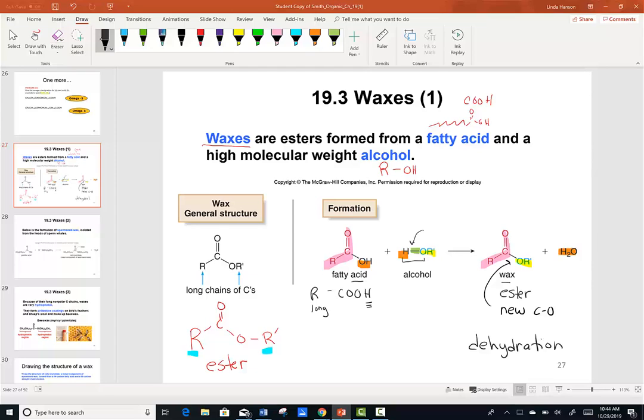So to go through this general mechanism again, to build a wax, we begin with a carboxylic acid, a fatty acid from our previous section with the long carbon chain. It reacts with an alcohol, the H from the hydroxyl group of the alcohol, along with the OH part of the COOH, combine to make a water, and the new site of attachment is the oxygen from the original alcohol bonding to the carbonyl.